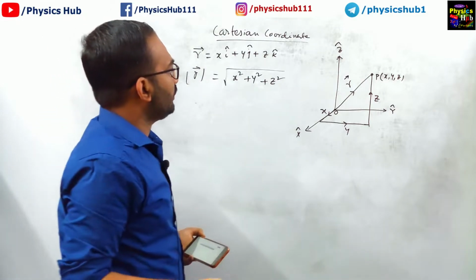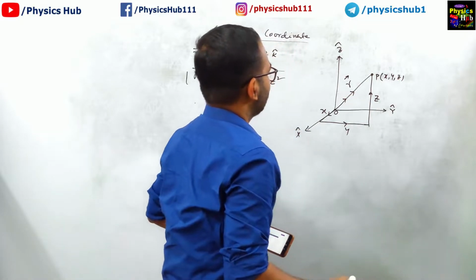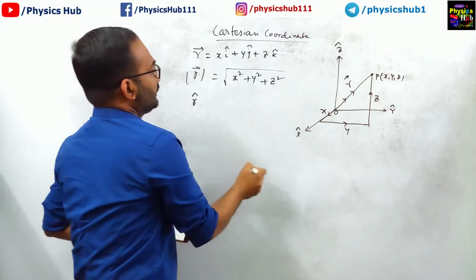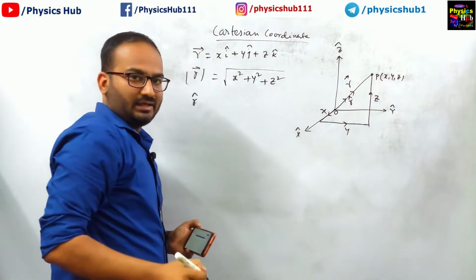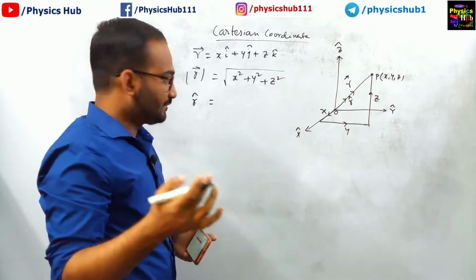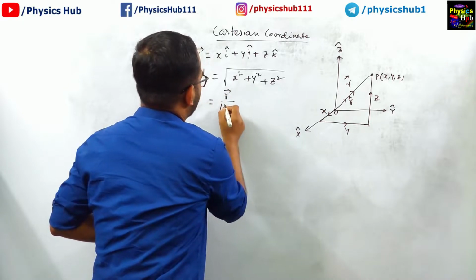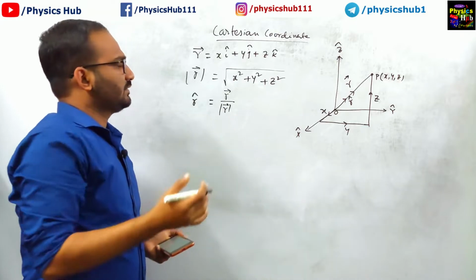Now what about the direction? If you want to specify this direction, we have to define a unit vector r cap. This direction is denoted by a unit vector r cap. This unit vector will have magnitude 1, and it is found by vector r divided by the magnitude of r. Fine. This is a simple thing you all already know.